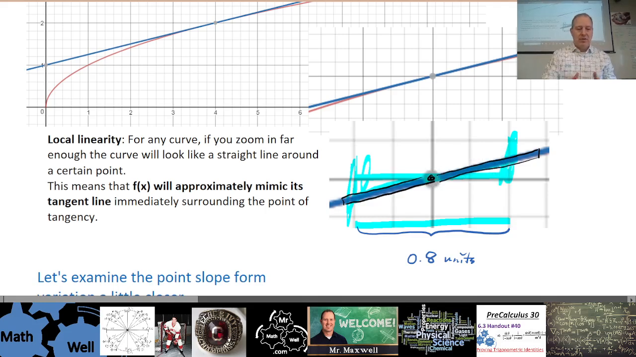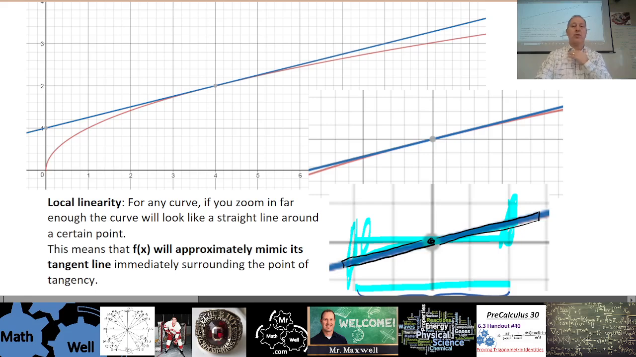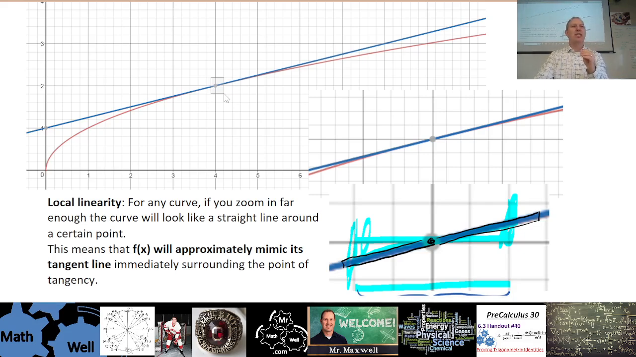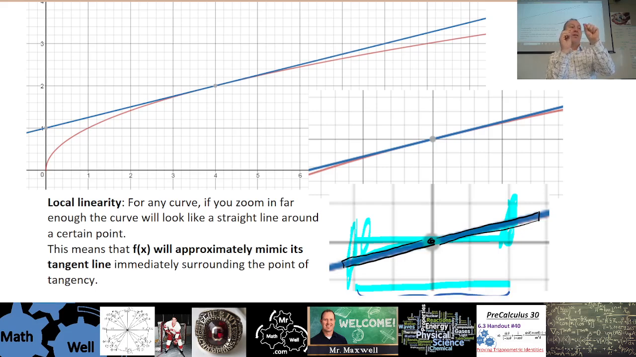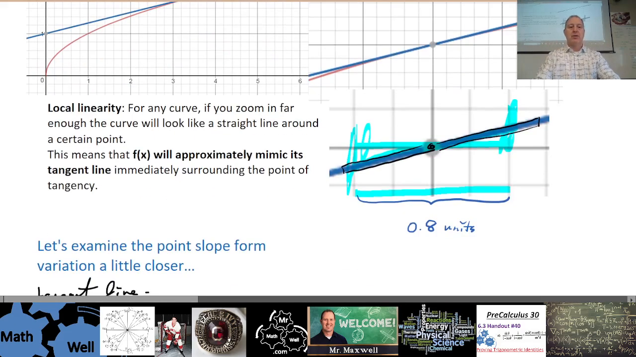So, given this fact, the concept of local linearity, we do not have to know what the function really is. All we need to know is what this point of tangency is on the function. So we need one point. And if we can find the slope of the tangent line, whatever that slope is, I can then use that slope and just barely inch over a little bit and approximate where that graph is going to be.